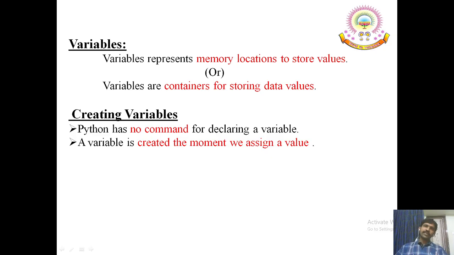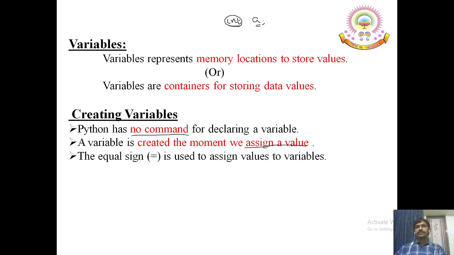In our C language, we write like int space a. It means that a is a variable of type integer to store any numeric data between minus 32,768 and plus 32,767. But here in Python, there is no specific command available for creating the variables. They are created when we assign a value.